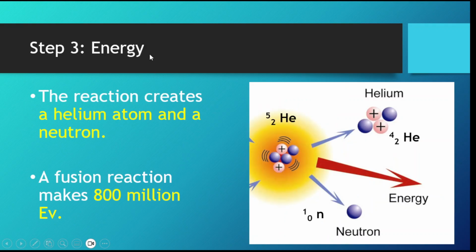Okay. Now step 3. So step 3 is that energy comes out. So this is on the other side. We've had them collide. They've combined into this large helium atom. 2 smaller ones combined into 1 big one. And what happens is because it's unstable, now it's going to split apart. And so this reaction creates a regular helium atom.